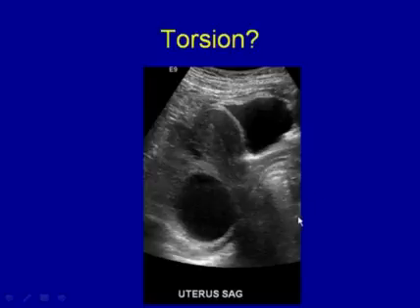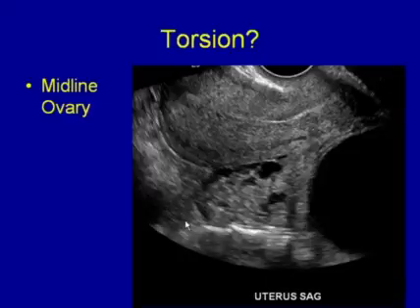So a couple of quiz cases for you. Here's a transabdominal scan, patient with a uterus midline. You can see a mass, again, in the posterior aspect of the cul-de-sac in the midline, and that should immediately alert you to the fact that this could be torsion. So midline ovary, here you can see the remaining grayscale here, but again, this large lead point of the mass.